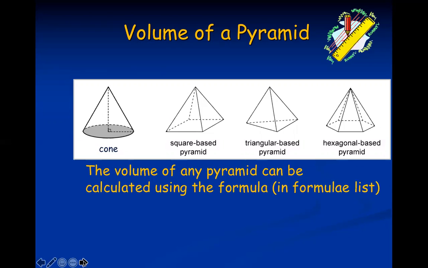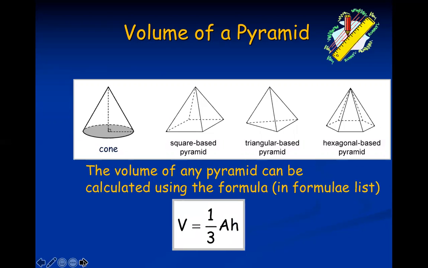So from the formula list, you've got V as a third of the area. By area, they mean the base, times h, the perpendicular height. So it's the height given from the top of the pyramid right down, the vertex they call it. So area of base, height.